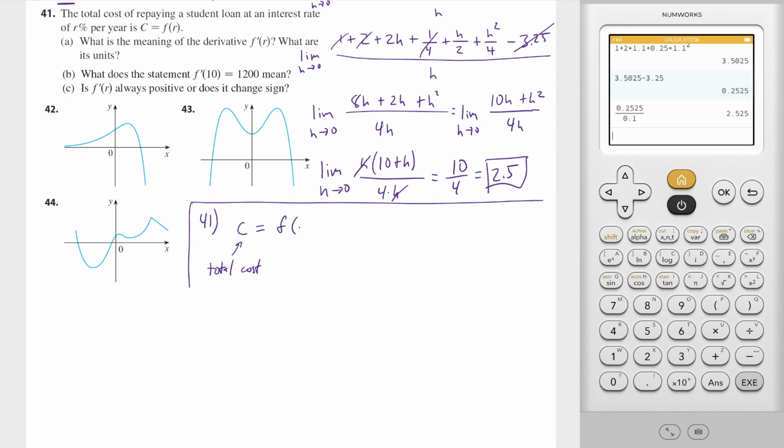The cost is dependent on the rate. It's a function of the rate. The higher the rate, the more the cost. The lower the rate, the lower the cost, presumably, right? And so f prime of r is the change in the cost, right? Derivative means change. And so basically what it's saying is, as we change r, how is the total cost changing?